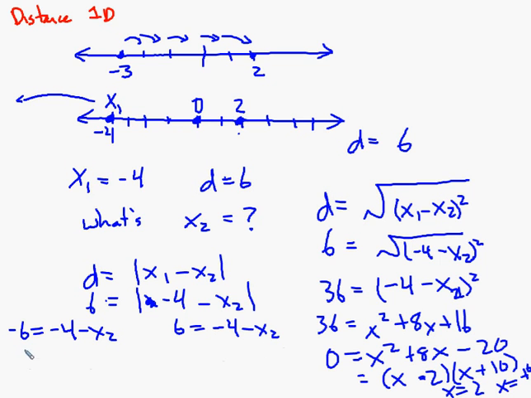I could add that 4. And this is a negative, so switch that sign. Add that 4. This is negative, so switch the sign. 10. Okay, let's do 2 more of each of these cases, and then we'll see.